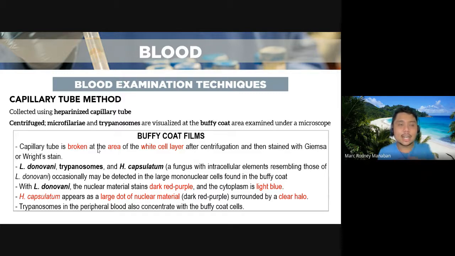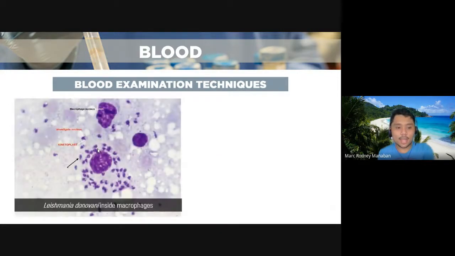For Leishmania, the nuclear material is dark red-purple, and it has a cytoplasm that is light blue. For Histoplasma capsulatum, it doesn't have a cytoplasm. All you see is a large dot of nuclear material, dark red-purple, surrounded by a clear halo. For trypanosomes, you can also see them in the buffy coat cells. Here is an example of your L. donovani.